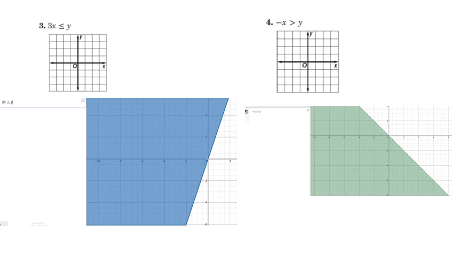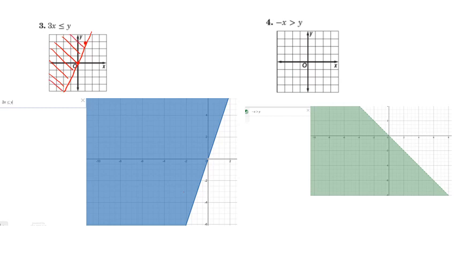All right, example 3. We want all the points. When we multiply 3 times x, we get a number less than or equal to y. The boundary line is solid because it's or equal to. It has a y-intercept of 0, 0. The slope is 3. All right, and it's solid. And then we shade all of these points here.